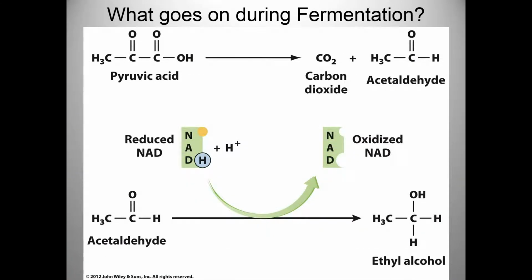Alright, so looking at alcohol fermentation. Here we have our pyruvic acid, which is the byproduct of glycolysis. Now this pyruvic acid, notice here you have your little carboxyl group. Again, carboxylic acid functional groups make the molecule acidic. So that's why we call it pyruvic acid. Then you have a decarboxylation reaction, where you cleave off this carboxyl group, you're left with CO2 coming off, and you're left with acetaldehyde.